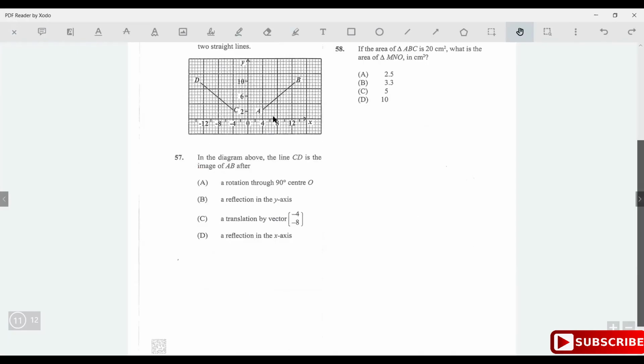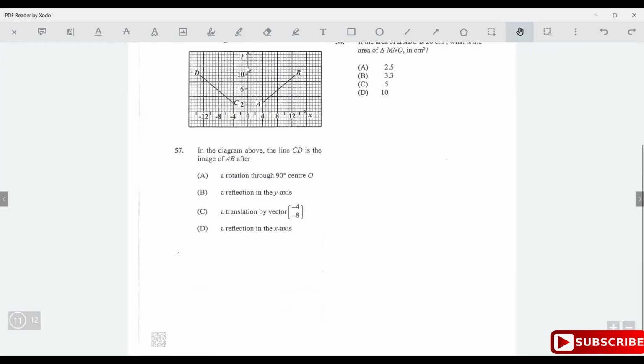All right, looking at this diagram, we already see that this is a reflection in this line. It is clearly a reflection. It is a reflection in the x-axis, y-axis. That's the mirror line. So this is a reflection in the y-axis. Easy question, soft.